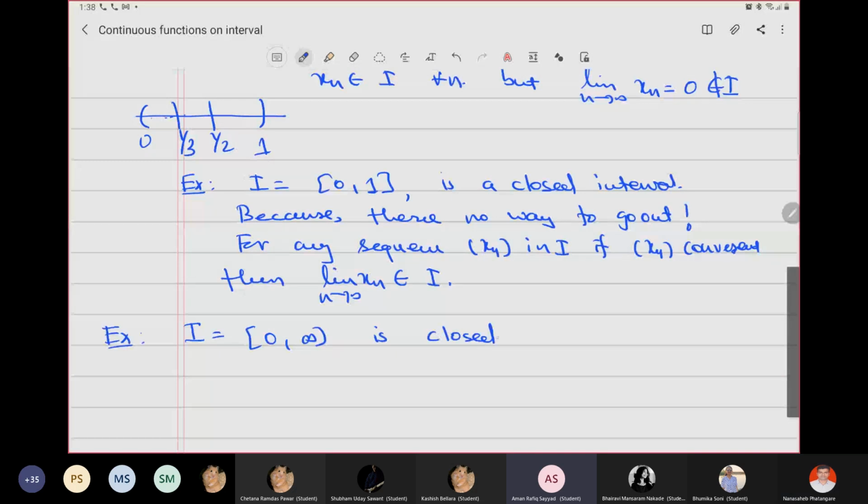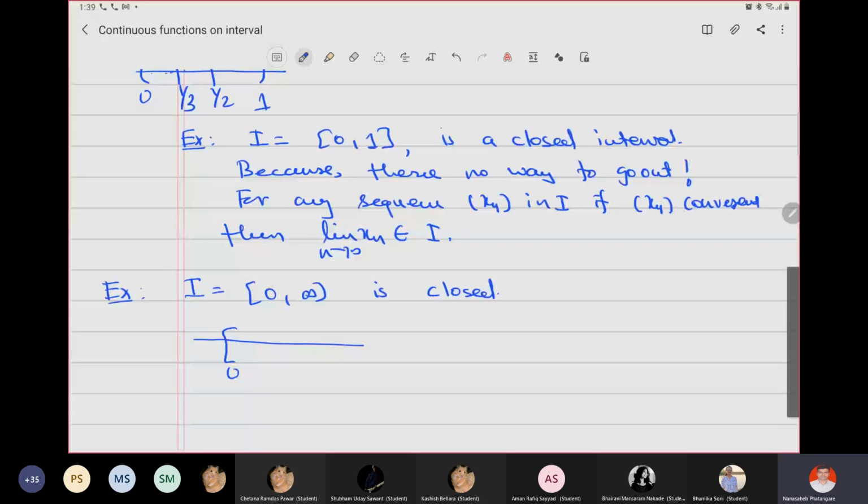Sir, open at infinity. What is my understanding of openness or closeness? Can I go outside? Suppose you keep on walking on this interval. Will you be outside this interval at any time? Suppose you keep on walking in the right hand direction on this interval. Will you be outside the interval after some time?